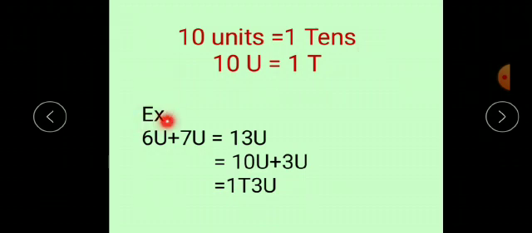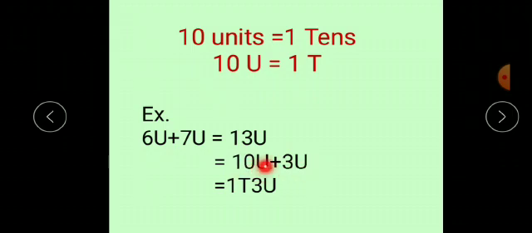Now, see one example. 6U means 6 units. 6U plus 7U. Now, first of all, what do we have to do? We have to add these two numbers. 6 plus 7, we get 13. So, we get 13U. Now, this 13U can be written as 10U plus 3U, because 13 equals 10 plus 3.